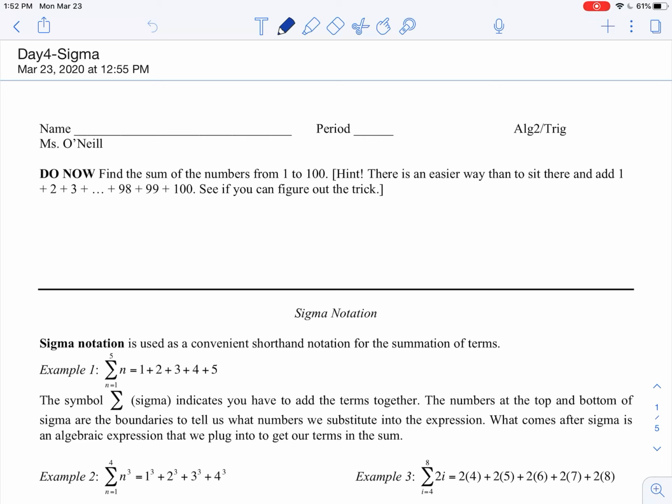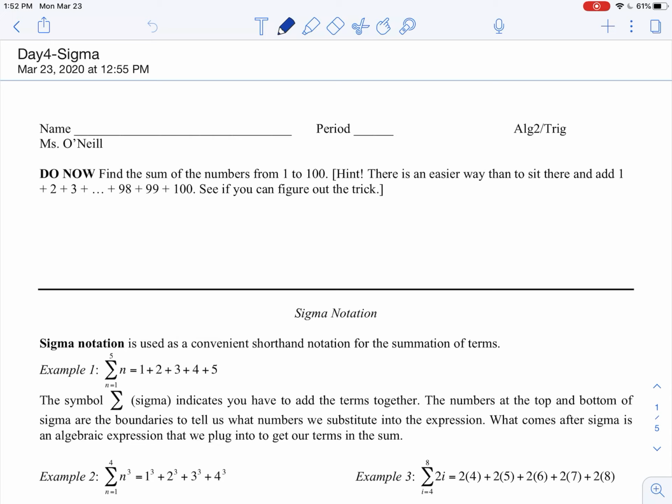Okay, so here's an interesting do now. Find the sum of the numbers from 1 to 100. Try to do it without your graphing calculator or any calculator at all. Obviously there's an easier way than adding up 1 plus 2 plus 3 plus 4 plus 5, etc. all the way up to 100. Pause the video for just a second and see if you can figure that out.